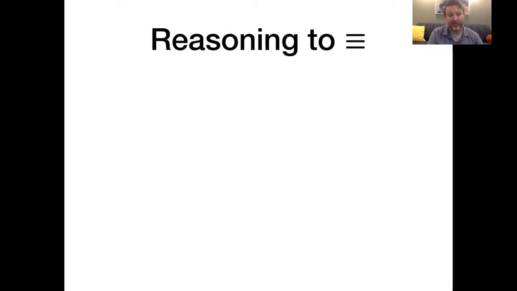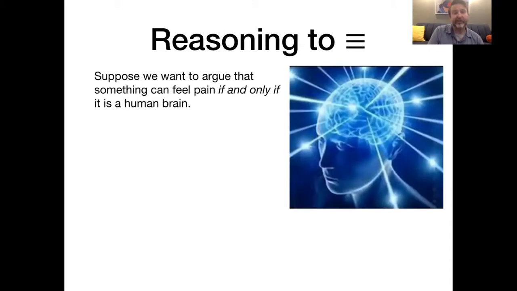And so here's an example to help illustrate this. Suppose we want to argue that something can feel pain if and only if it is a human brain. So that's the only way that something can feel pain, right? If something feels pain, then it's a human brain. And if it's a human brain, then it feels pain.